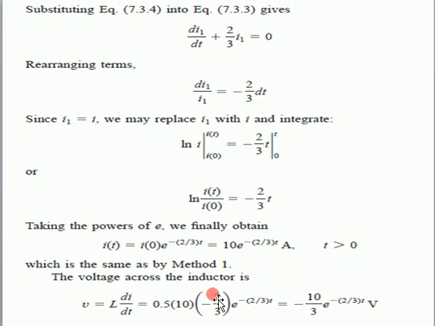And what will be the voltage? V is equal to L di over dt. So we will get the value of VL, that is equal to minus 10 by 3 e raised to the power minus 2 by 3 t volt. That will be the voltage across that inductor. So that's how we will solve this question.